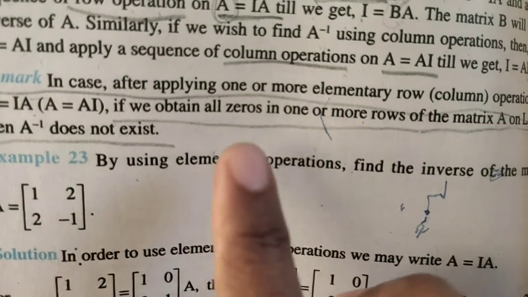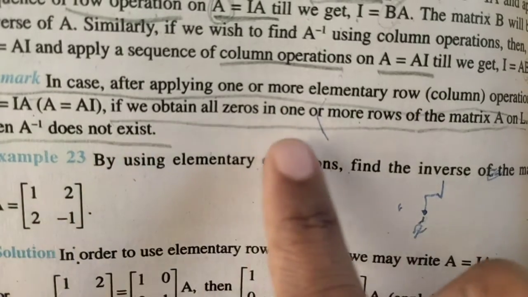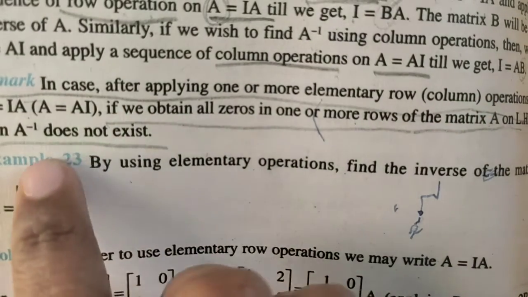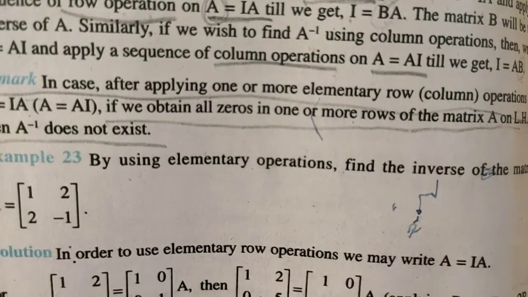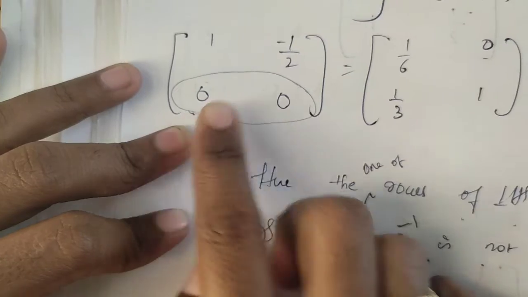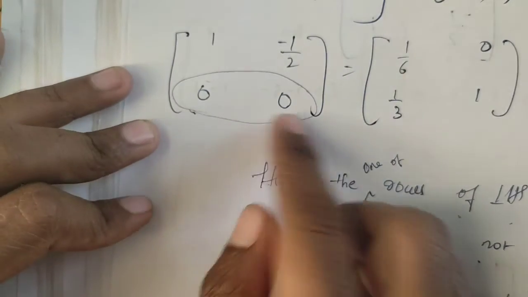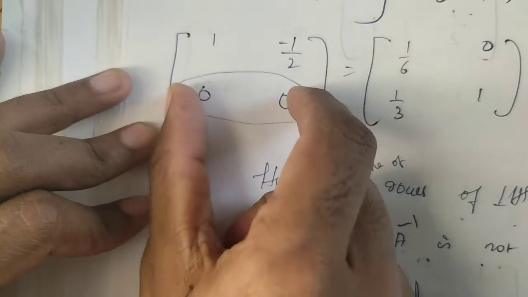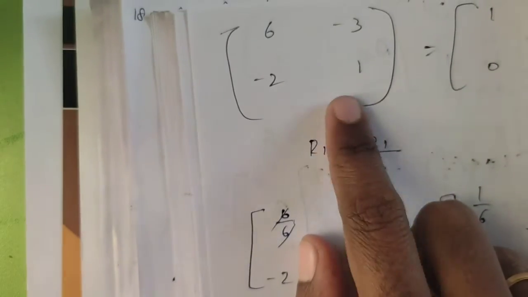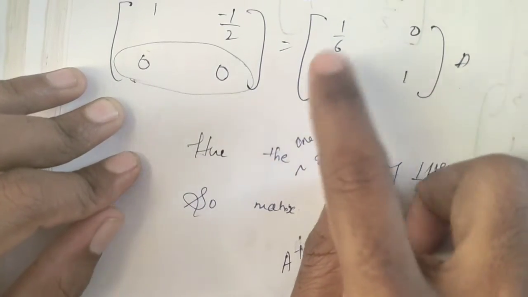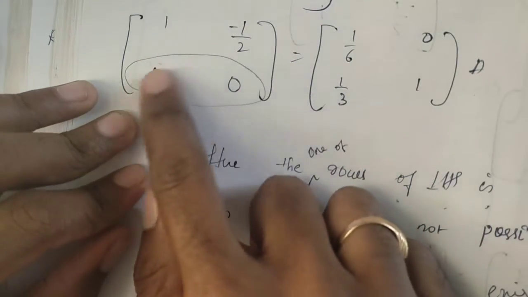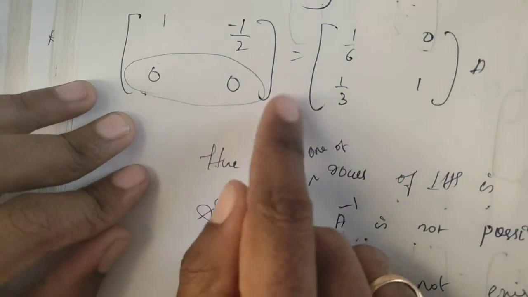If we get all the elements as 0 in one row or more than one row, then we don't get A inverse. So that is what we have obtained in this question. Here on the LHS we have got all the elements as 0 in one of the rows. So we cannot proceed further, and A inverse does not exist for this matrix A. We should not look at the RHS. Even on the RHS we can get zeros, but if we obtain zeros on the LHS, A inverse will not be there.